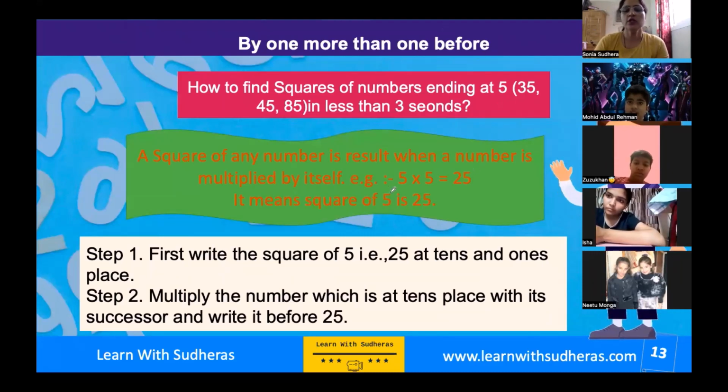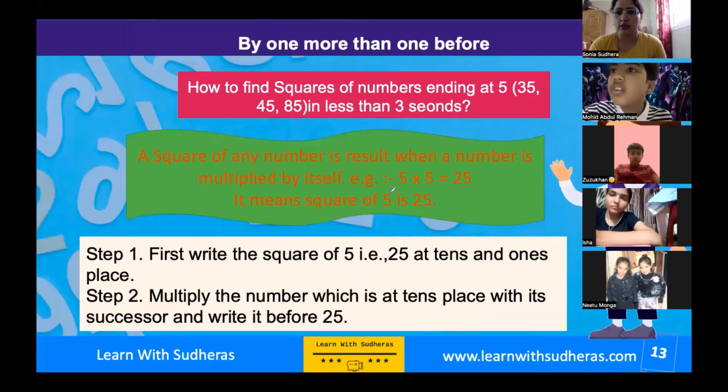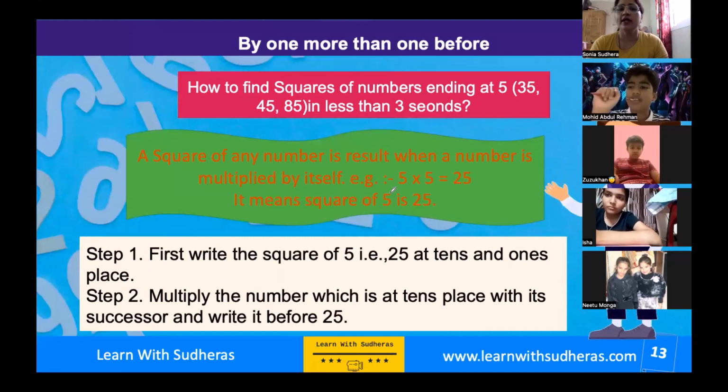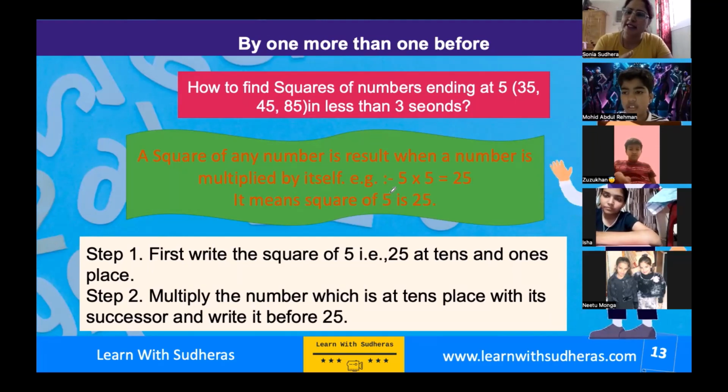Fine? So first, I think all of you know what the square of any number is. What is the meaning of square of a number? Double the number. Double, not double actually. Double means multiply by 2. But square of a number is multiply by itself. Any number multiplied by itself. Like we have the number 35. So the square of 35 is 35 into 35. That is the square of 35. Fine?